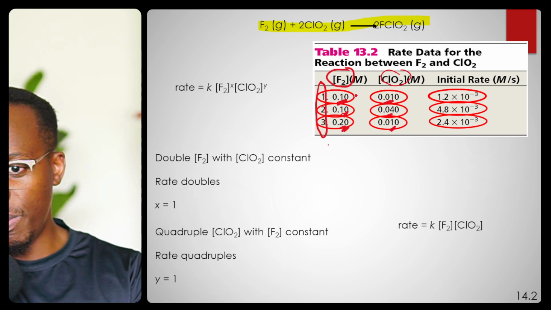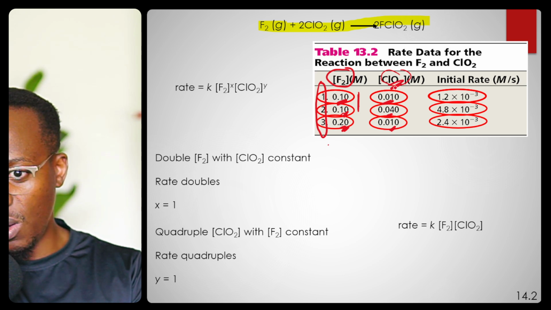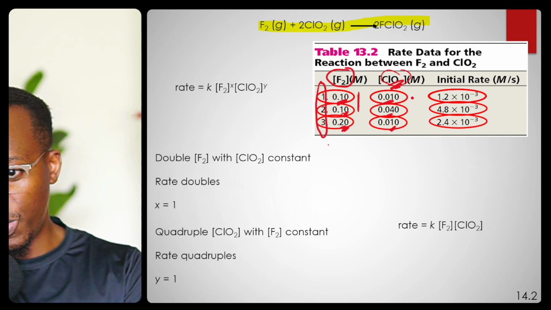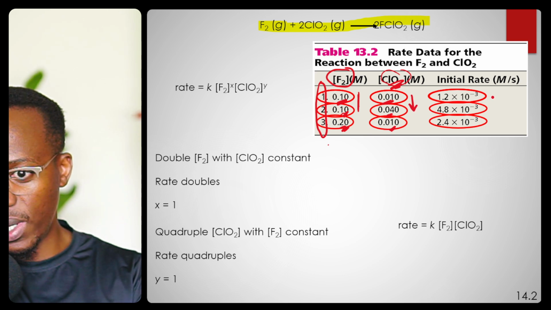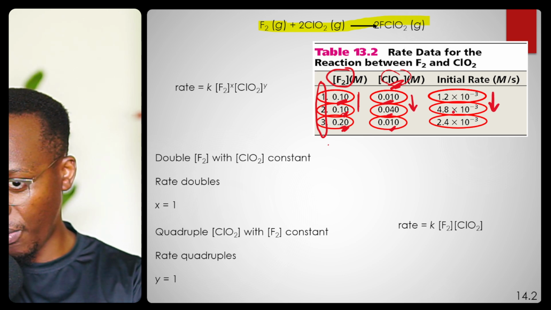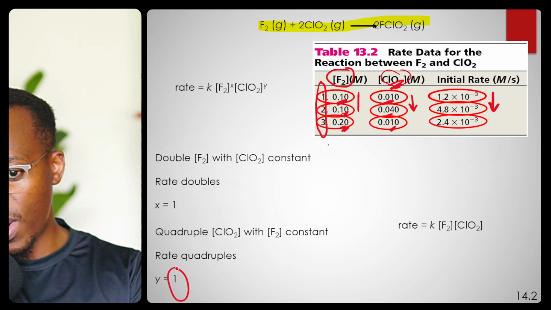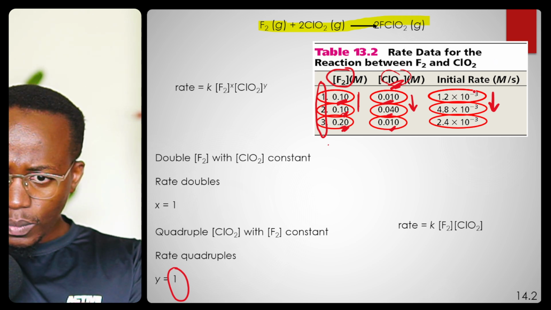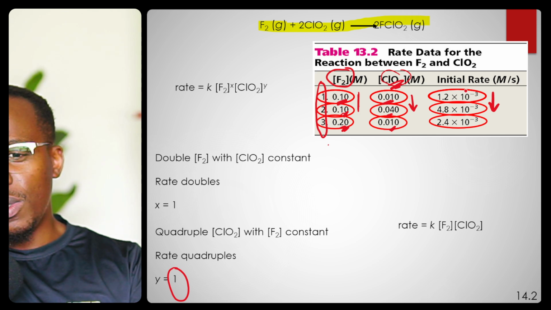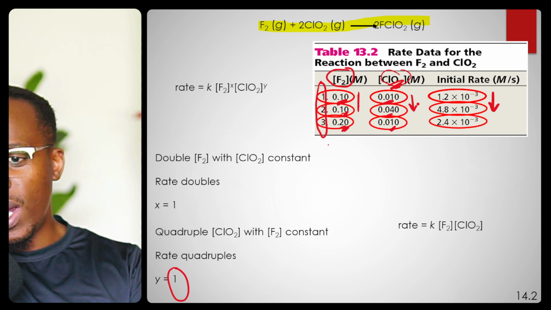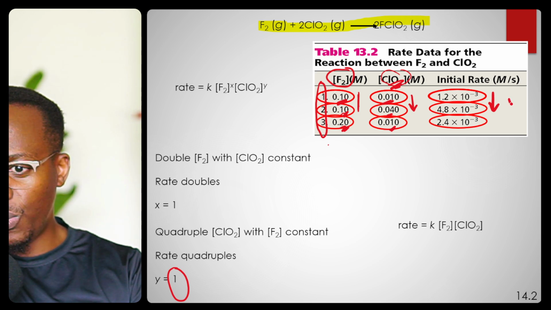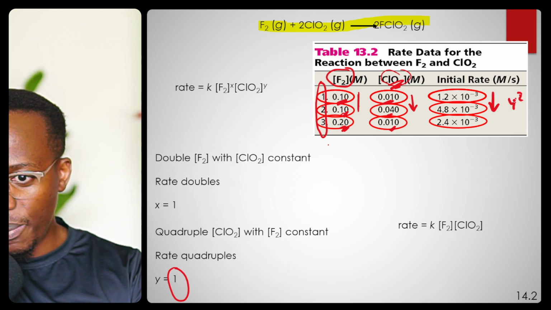So in the first experiment, F2 stays the same, but this one is multiplied by 4. So ClO4 goes from 0.1 to 0.4. You multiply this by 4, and then you look at the rate. What happens to the rate? The rate is also multiplied by 4. So with regard to ClO4, you have a first order reaction. Why? Because it multiplied the same way. If you multiply this by 4 and the other one multiplied by 16, because 4 squared is 16, then it would have been second order.